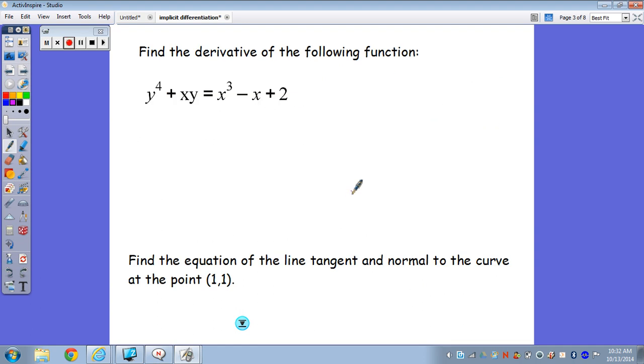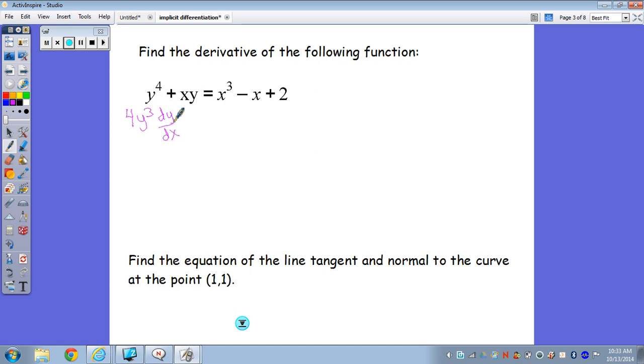Okay, so we're going to do the second one. Again, this equation, I cannot solve for y, so I'm going to take the derivative of it using implicit differentiation. The first step is to take the derivative of each term, and whenever I take the derivative of y, I have to multiply by dy dx or y prime.